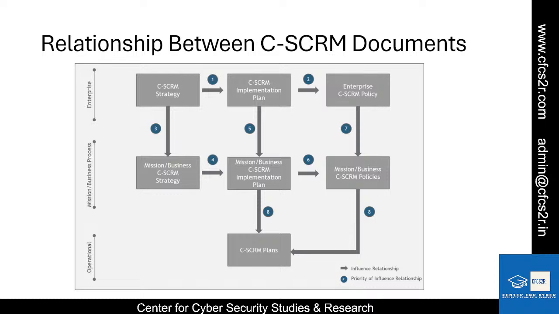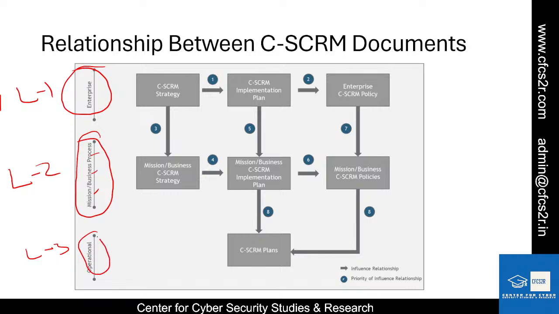Let's move ahead and now talk about the different documentation that you require for cybersecurity supply chain risk management, that is C-SCRM. And we will see how these documents are interrelated to each other, and how they are going to be implemented. So if you can see on your left hand side, there are three levels. The view as level one is enterprises. Then we have level two, that is mission business processes, and at level three we have operational people.